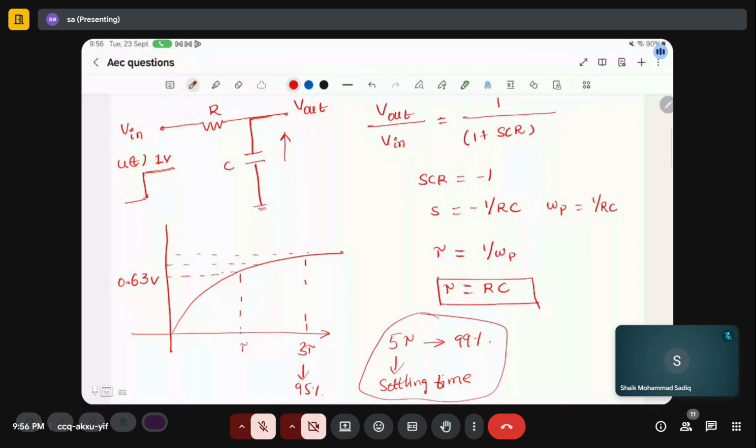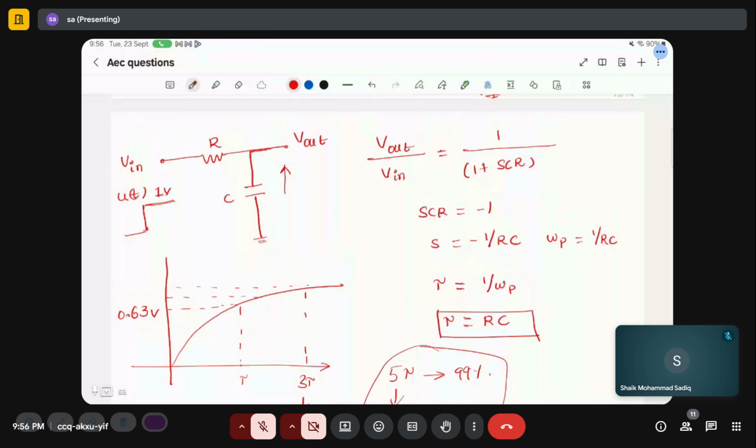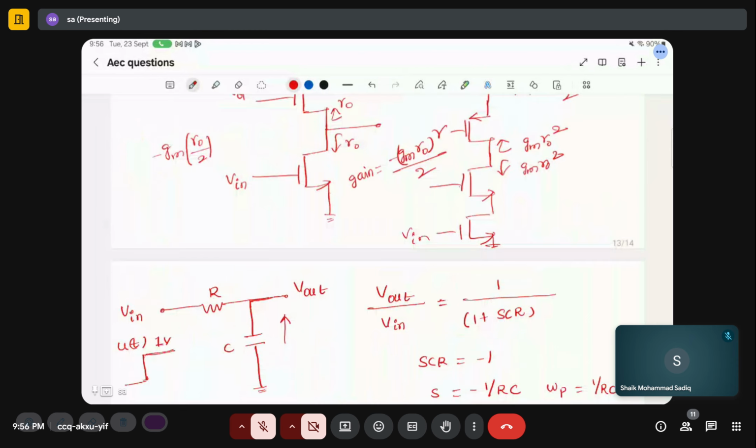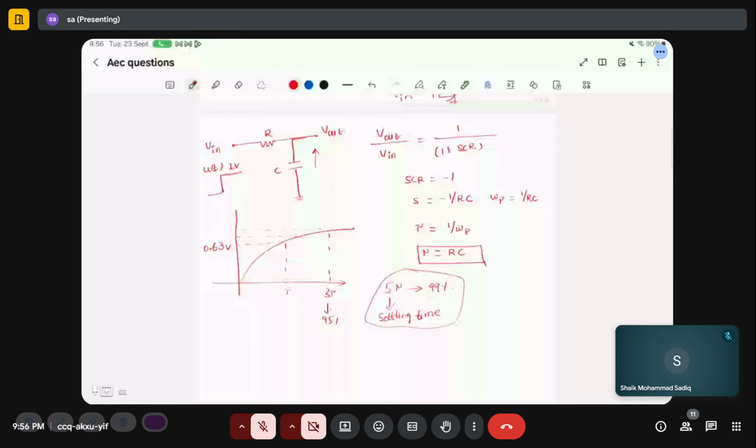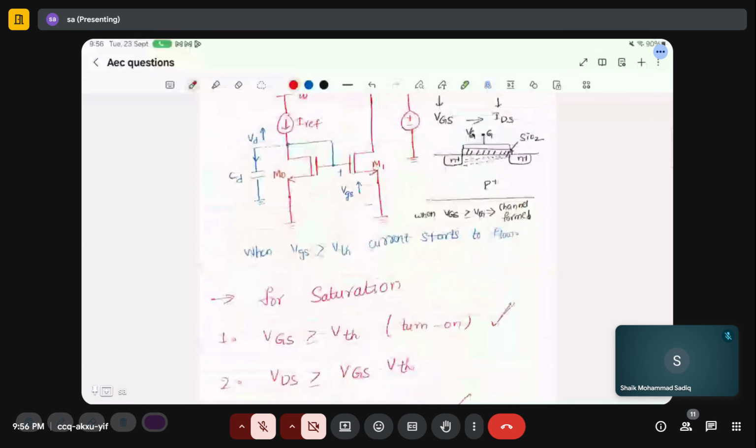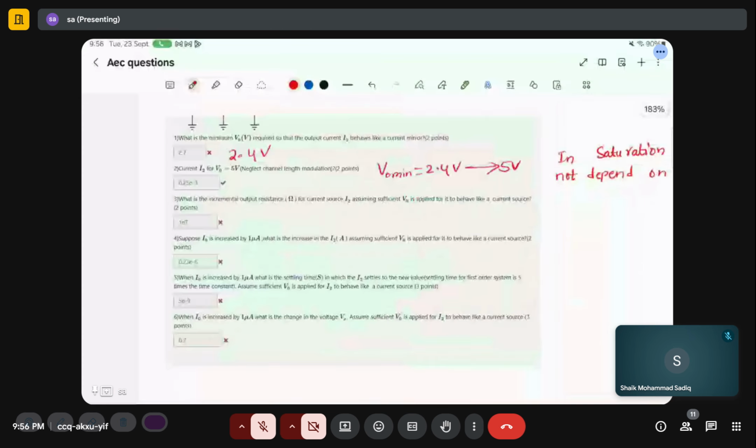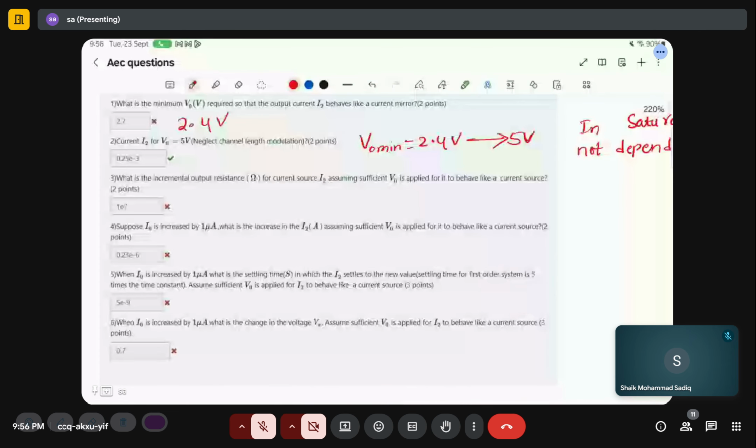Okay, now to find the settling time, we need to find the time constant of the first order system. Then if we multiply it with 5, you will get settling time. Is it okay? That's what they have told. First order system, 5 times the time constant is settling time. Is it fine?